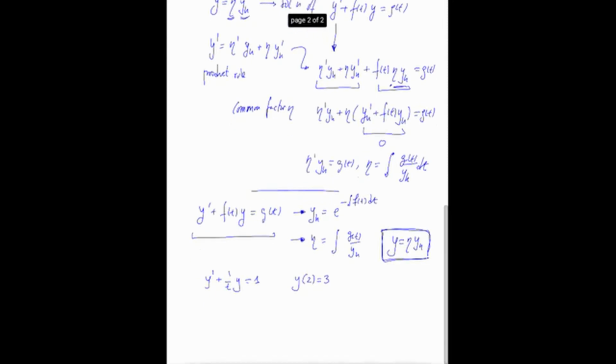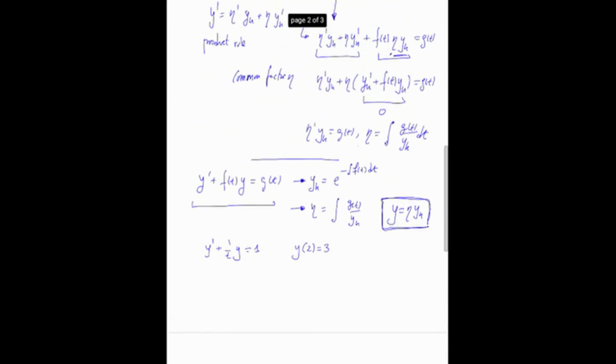Let me rewrite with colors so it's clear what I mean for each of the terms in this equation. So writing in colors, y prime plus f of t, y equals g of t. Now I use the red color for the function f of t, which here is 1 over t. So f of t is 1 over t. And let's use a different color, say the green color, for the g of t, which here is 1. So g of t as a function is constant, but it is 1. And now we apply our formulas to get the solution.